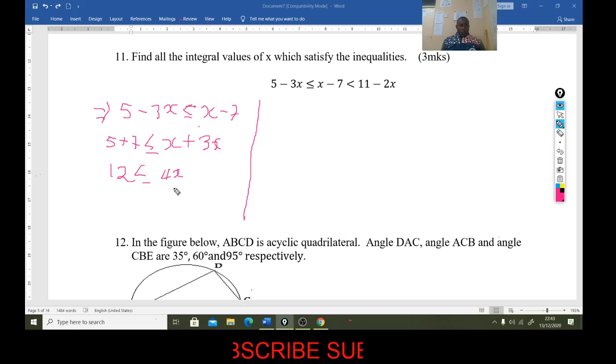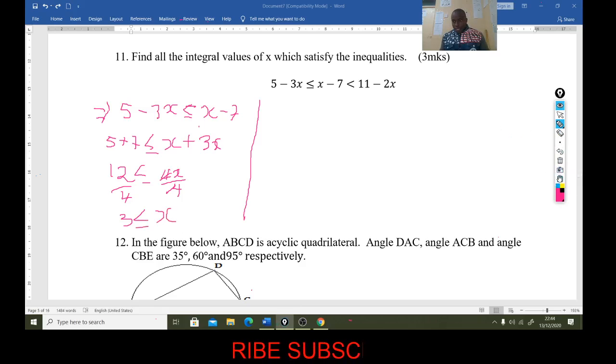Now I divide by 4, so that to get x, I divide by 4. Remember, these 4 will cancel. I remain with x. 12 divided by 4 is 3. So 3 is less or equal to x. Let it remain that way.